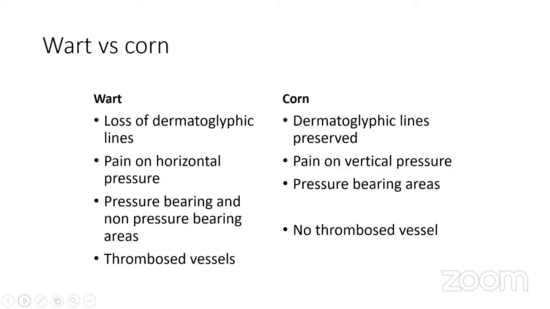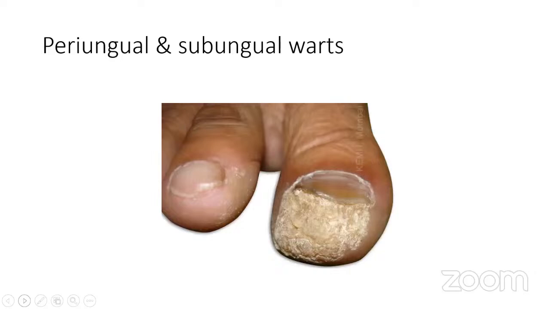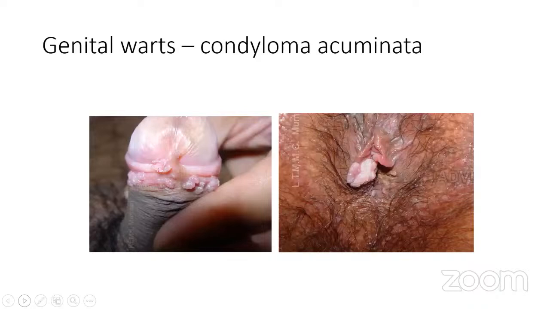pressure. And as we all know, corns are mostly seen in pressure-bearing areas, and warts can be either in pressure or non-pressure-bearing areas. And warts mostly have thrombosed vessels. So whenever you're filing the wart, there will be bleeding. In case of corn, there's no thrombosed vessel. Next slide. This is a periungual wart. These are genital warts, condyloma acuminata.